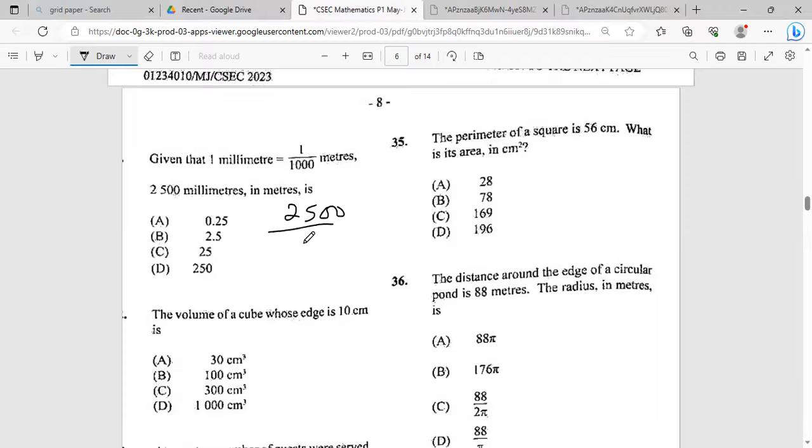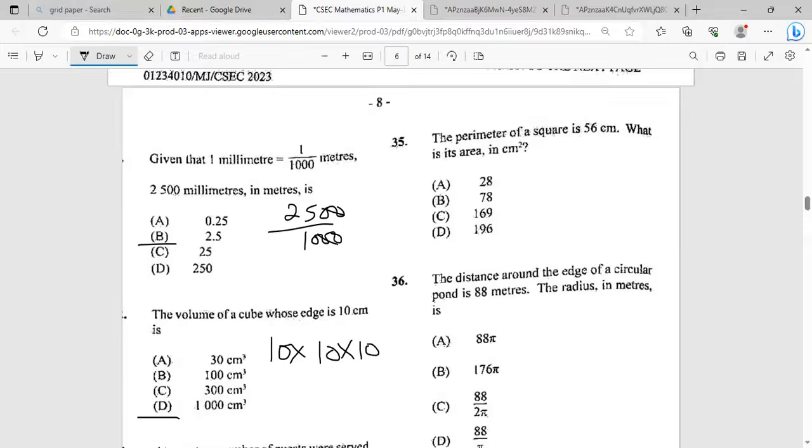So we just divide by 1,000 because 1,000 millimeters make a meter. Numerous times I've done this one. So 25 divided by 10 gives 2.5. And this one is 10 times 10 times 10. Everybody must get this, the volume.